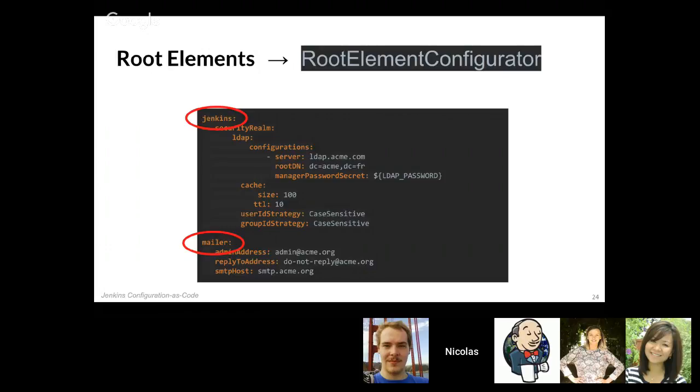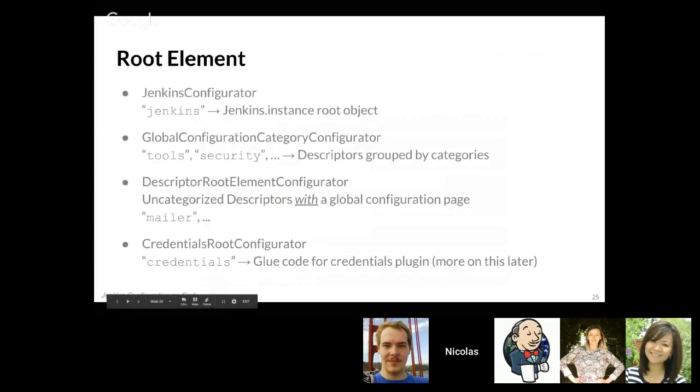So the first point for the parser is to be able to identify the target component that we are trying to configure. So in this YAML file, we have the Jenkins root element, and we also have a mailer root element. So in terms of plugin APIs, we have a dedicated API for this, the root element configurator. And this comes with some default implementations. As you can guess, we provide one for the Jenkins root instance. We also have configurators for the various global configurations that you have for all your plugin descriptors.